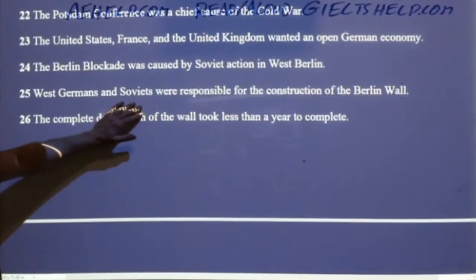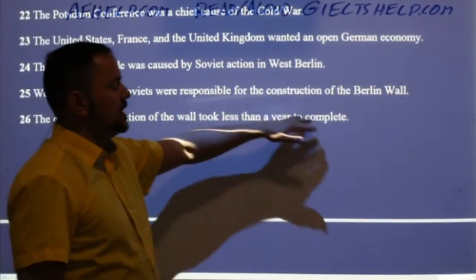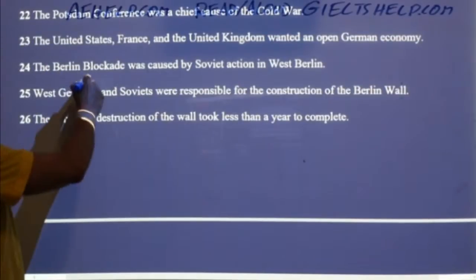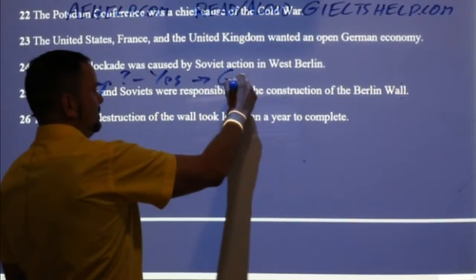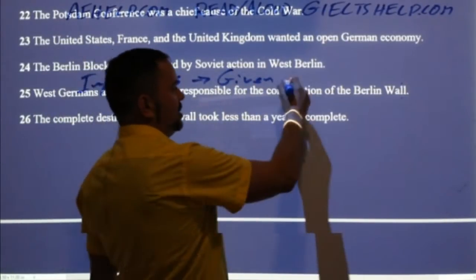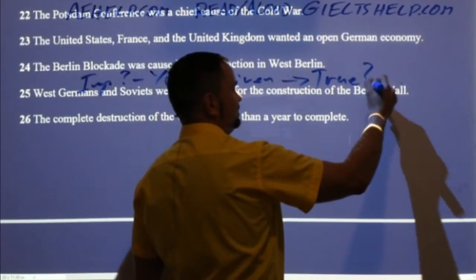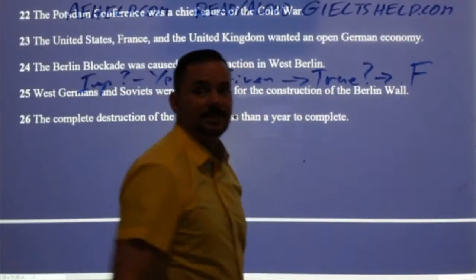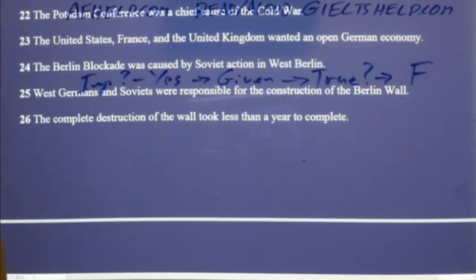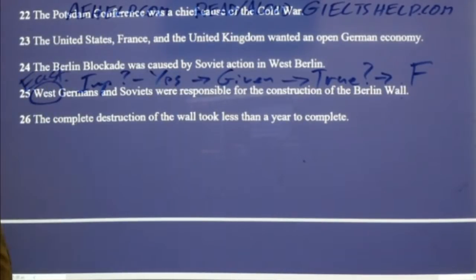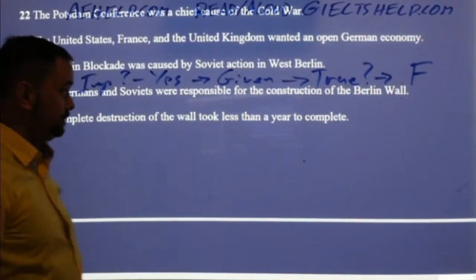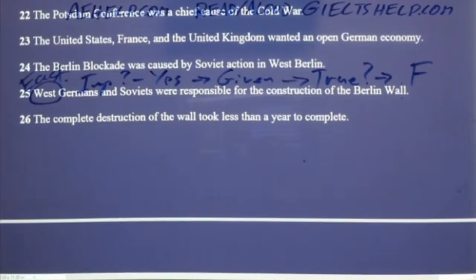West Germans and Soviets were responsible for the construction of the Berlin Wall. Important? Yes. So it's given. Okay, is it true? No, it's false, right? Yeah, so 25 is false because 25 says west and this should be east. Here, we're sure. Now, if you have this kind of situation, you might think, oh, wait a second, if this is false, I need to take a second look at this one. Maybe there's something tricky there.